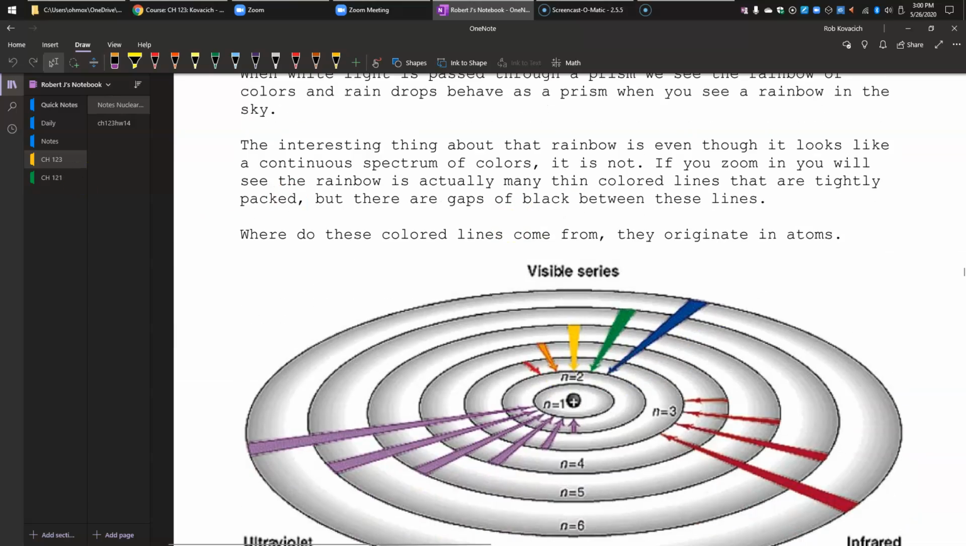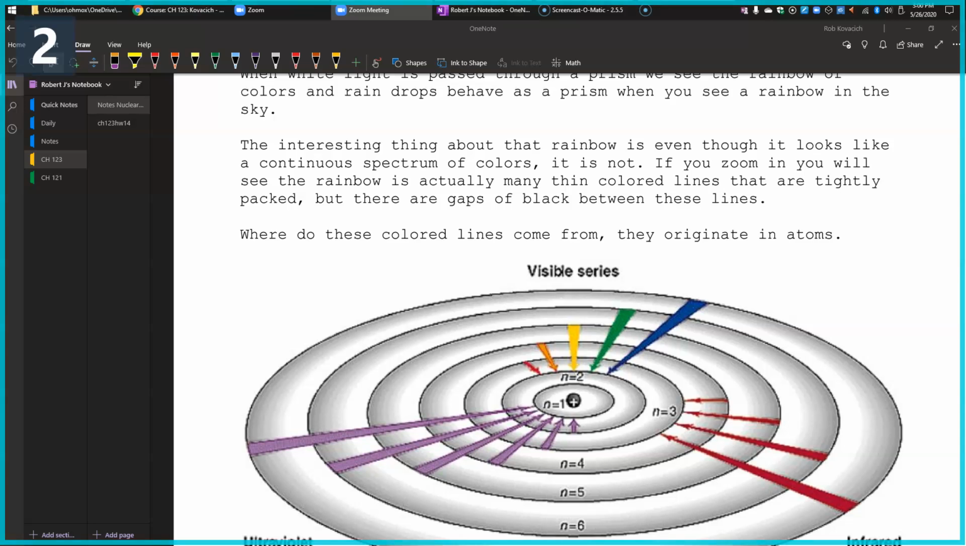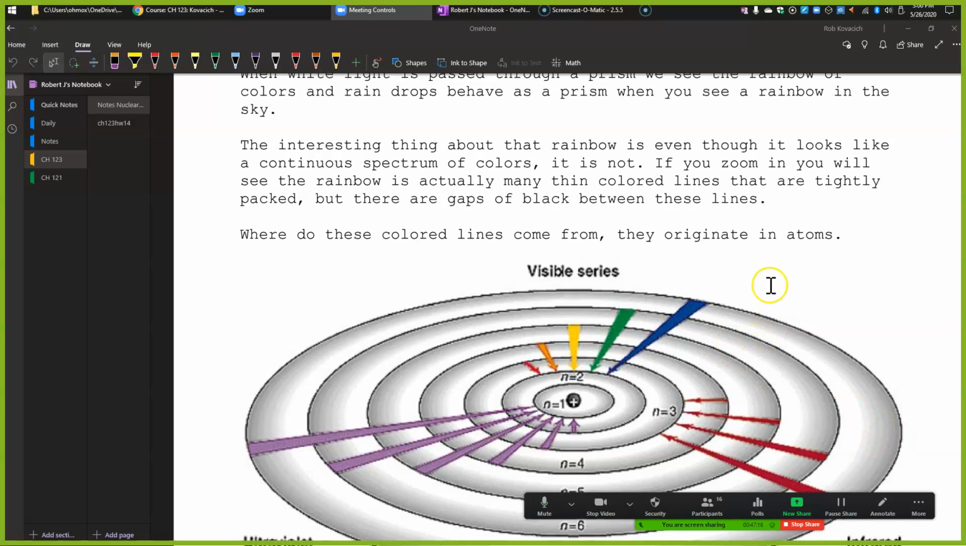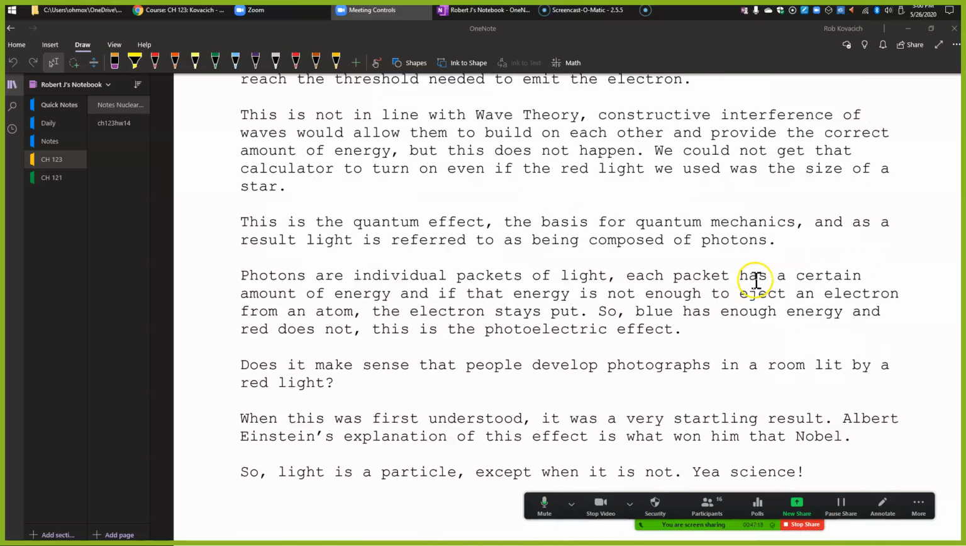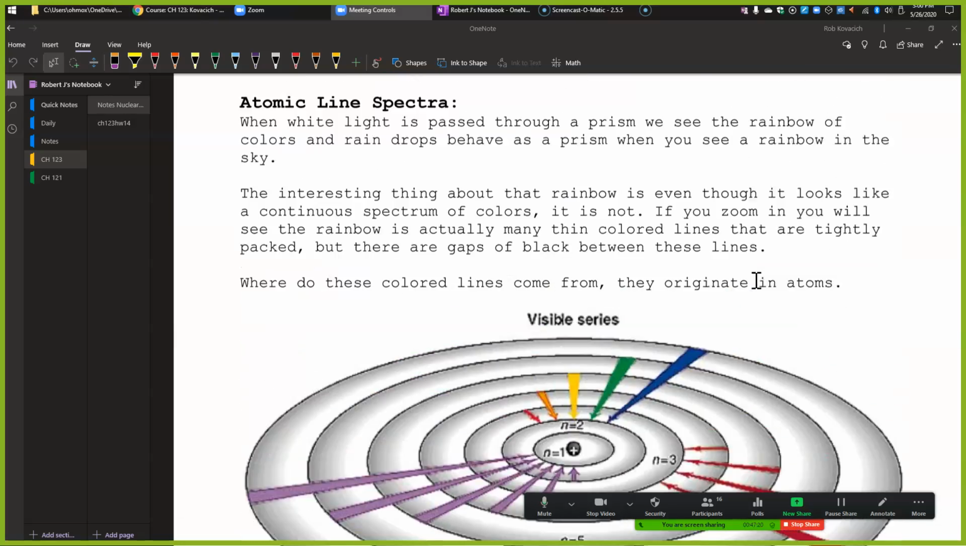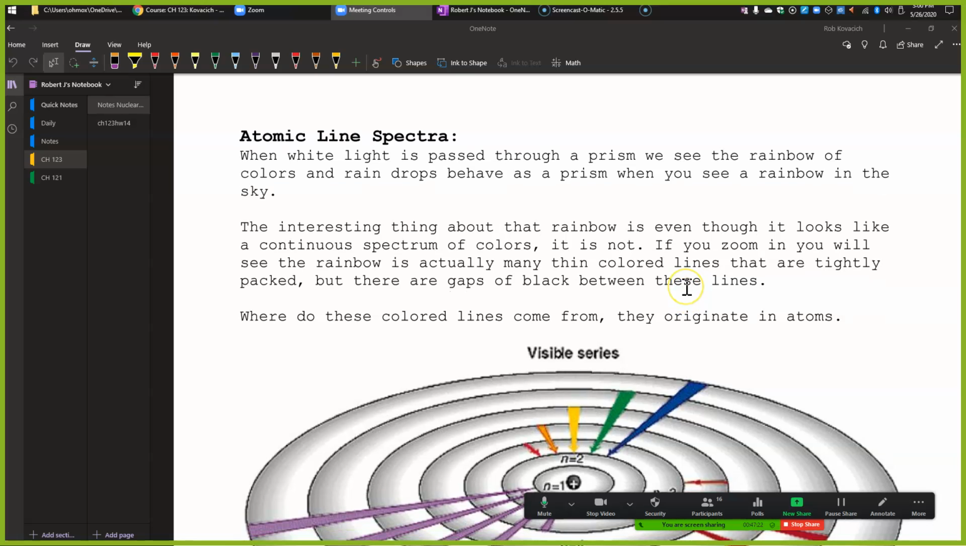Okay, so looks like the next thing we needed to talk about was atomic line spectra, because we were talking about the photoelectric effect and whatnot. So the next thing we're talking about is atomic line spectra. You actually see this all the time. You don't know it, but you do.